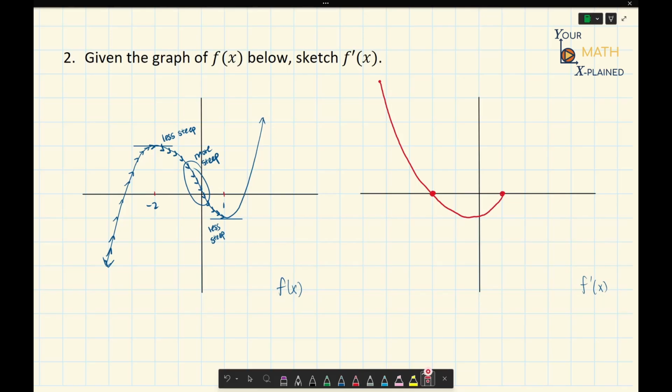And now finally, for the last part of this graph, right over here, we can see that we're again back to having a positive slope. We start off less steep, so this is a small positive value, until we get here, and this is a much steeper slope, so this is going to be a much larger positive value. So to continue our graph for f prime of x, it would probably look something like this.